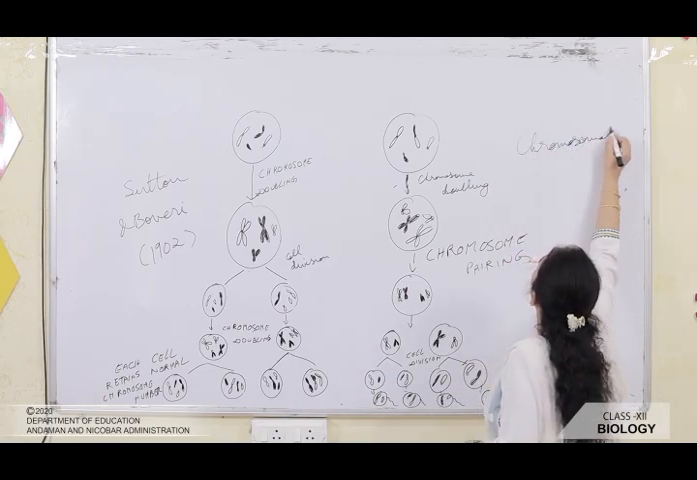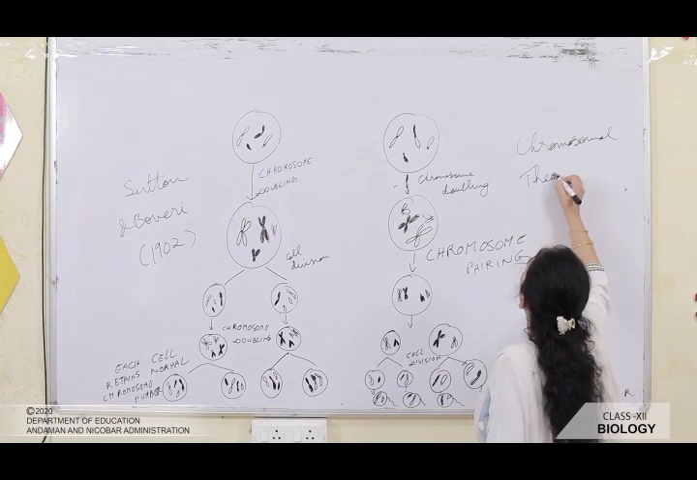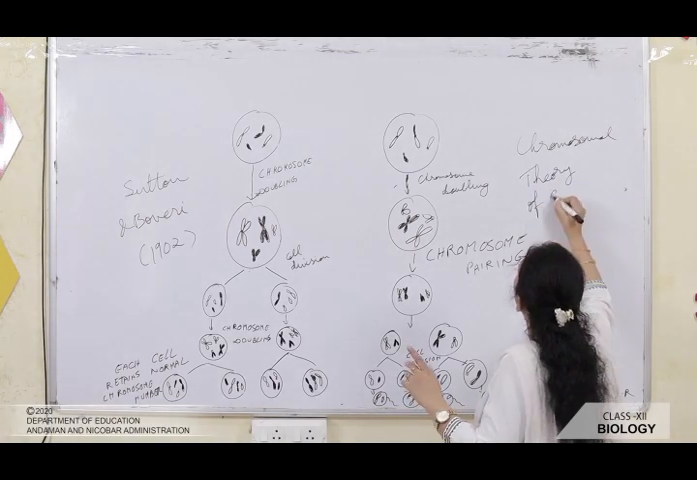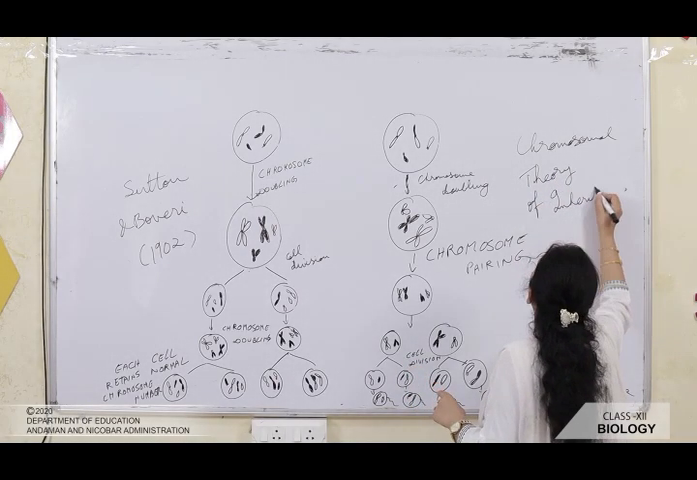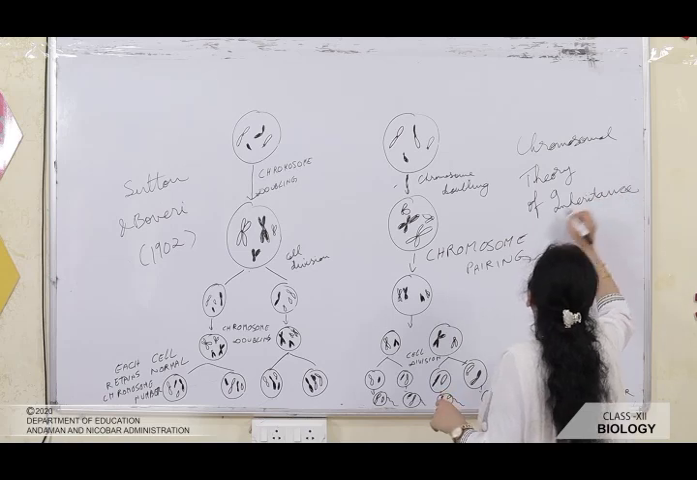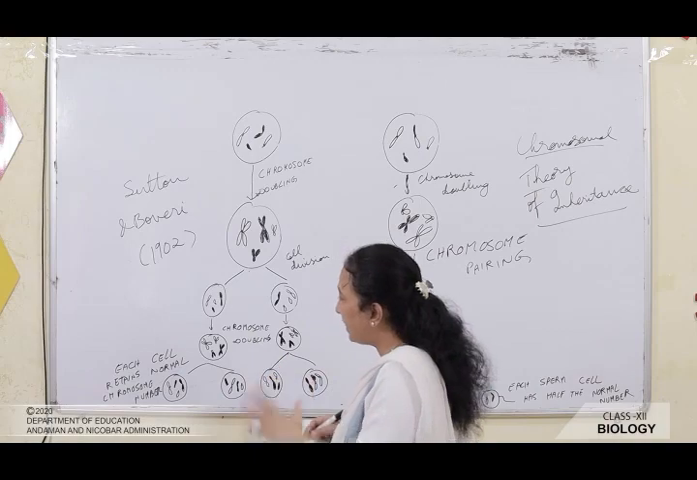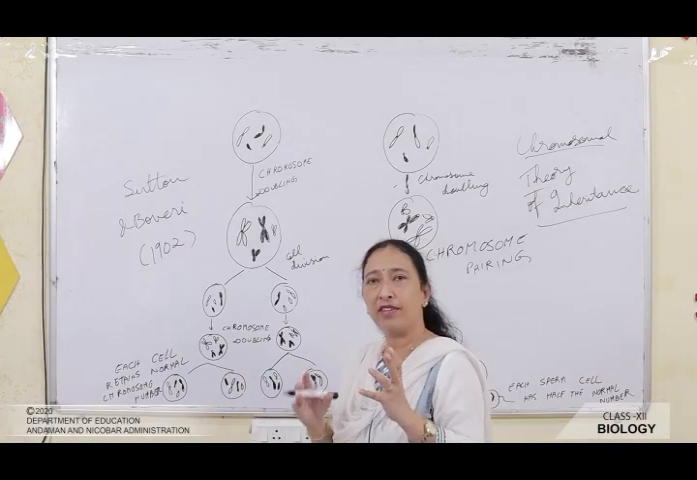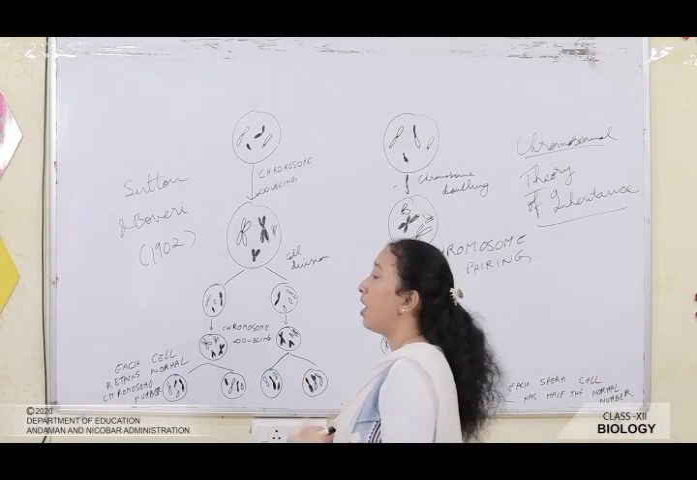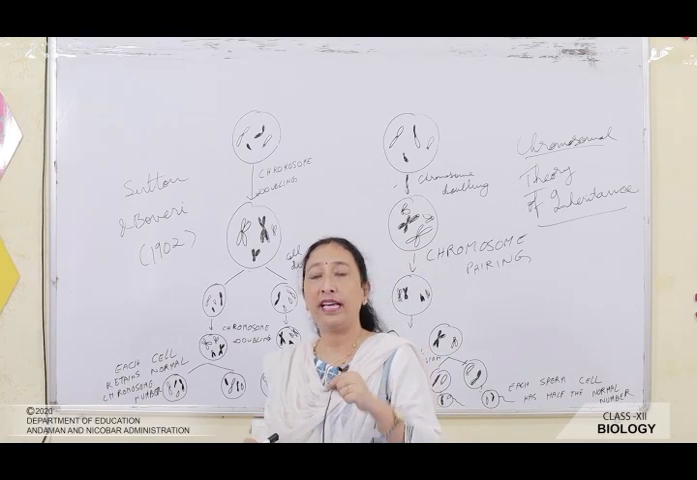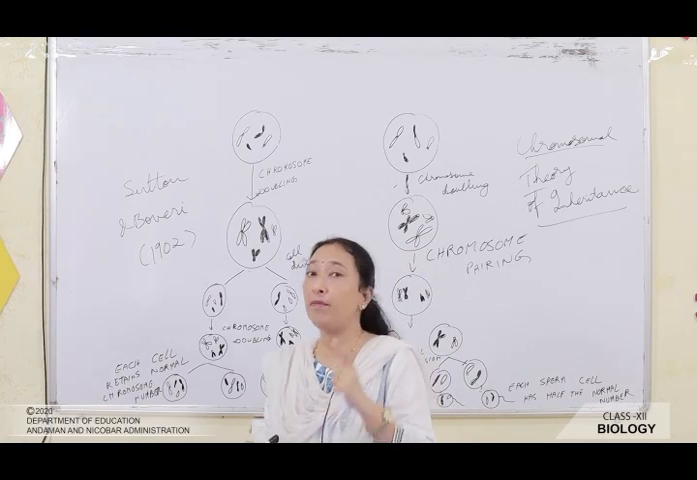Chromosomal theory of inheritance. They formed a parallelism between Mendel's theory and their own theory. First we will see basically what is the difference between mitosis and meiosis. Why mitosis is called equational division and why meiosis is called reduction division.